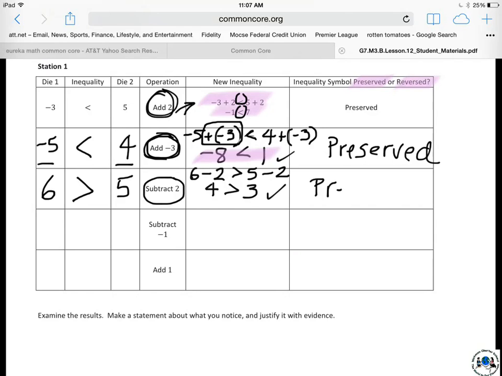Our inequality symbol, once again, is preserved. And you might be seeing a pattern here: preserved, preserved, preserved. Might or might not. And you might be wondering, when will the inequality symbol be reversed? Well, I guess we shall see.